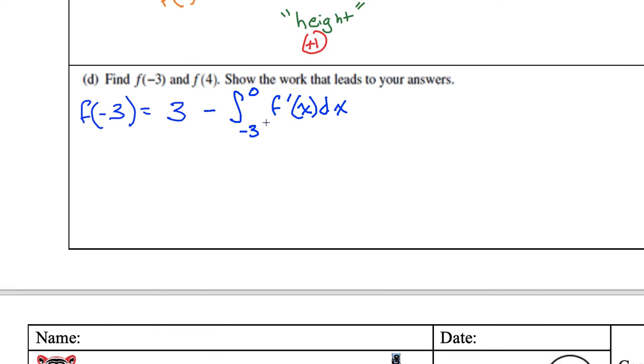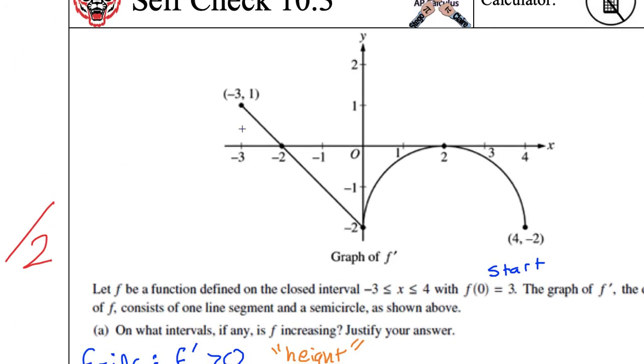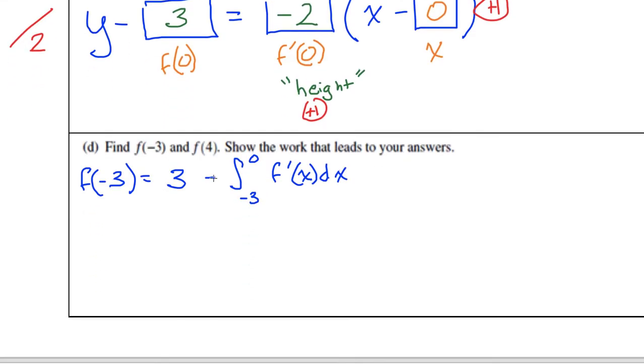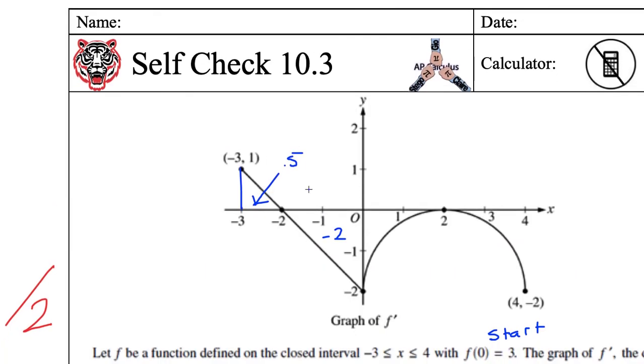This is area between -3 and 0, so that positive area and that negative area right here. Let's find that. Well, that is a 1 by 1, and then half of that is a half, so I have 0.5 for that area. This is a 2 by 2, so 2 times 2 is 4. Half, because the triangle is -2. And add them all together, and I get the area of -1.5. Wait, I got -1.5, is that right? Yeah. 0.5 and -2, yep.